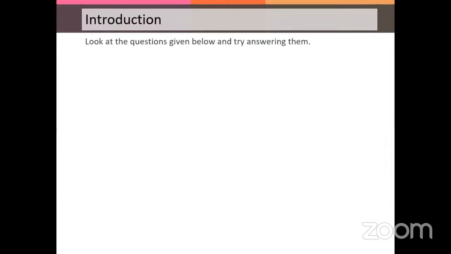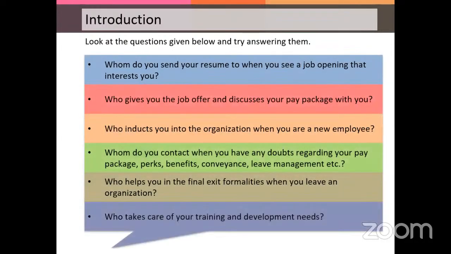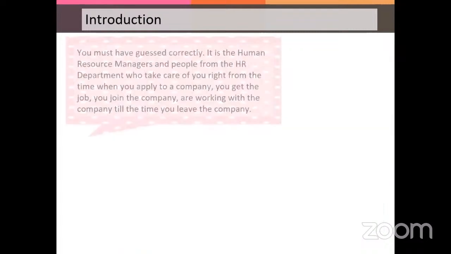Now, these are some questions I would like us to look at in this introduction, and then give your answer in the comment section. The question says, whom do you send your resume to when you see a job opening that interests you? Who gives you the job offer and discusses your pay package with you? Who inducts you into the organization when you are a new employee? Whom do you contact when you have any doubts regarding your pay package, your perks, your benefits, your conveyance, your leave management, and so on? Who helps you in the final exit formalities when you leave an organization? Who takes care of your training and development needs? These are basic questions I would like us to look at.